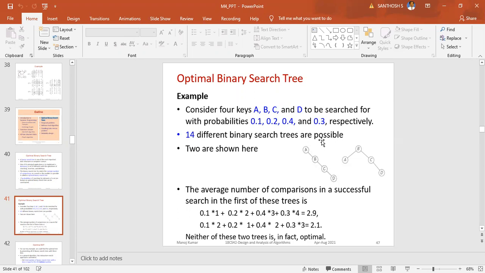14 different binary search trees are possible. 2 of them are shown here. We can give it as A, B, C, D, or you can also give it in this form, that is B, C, D, then A.